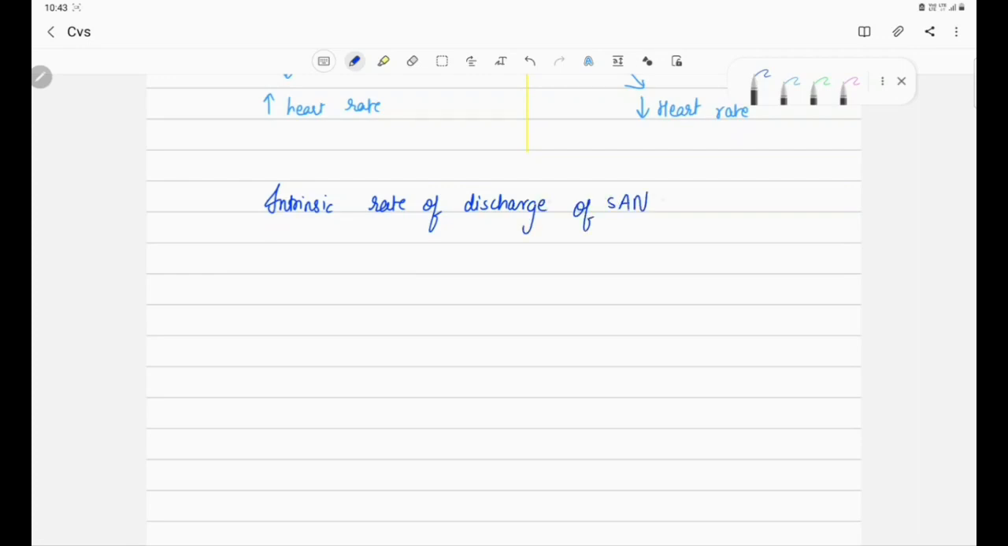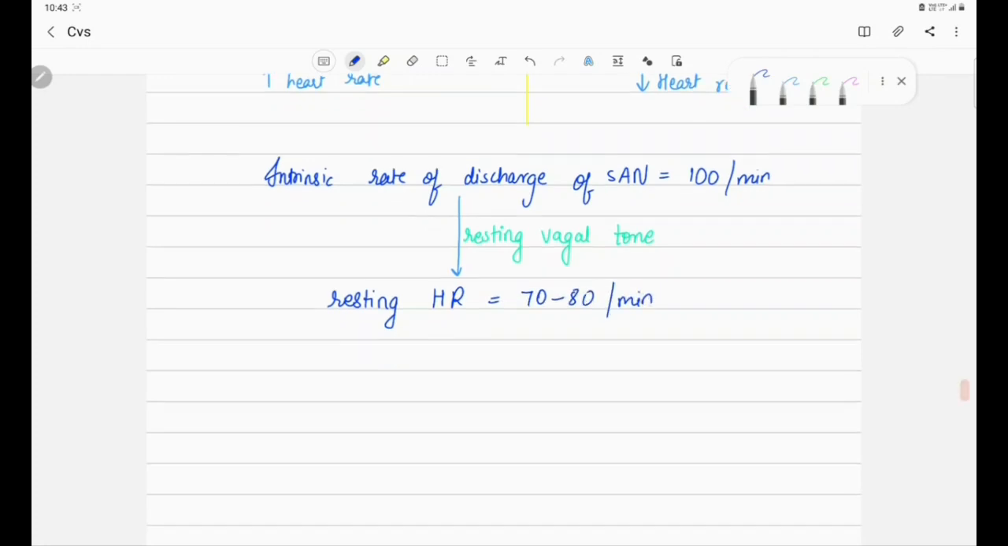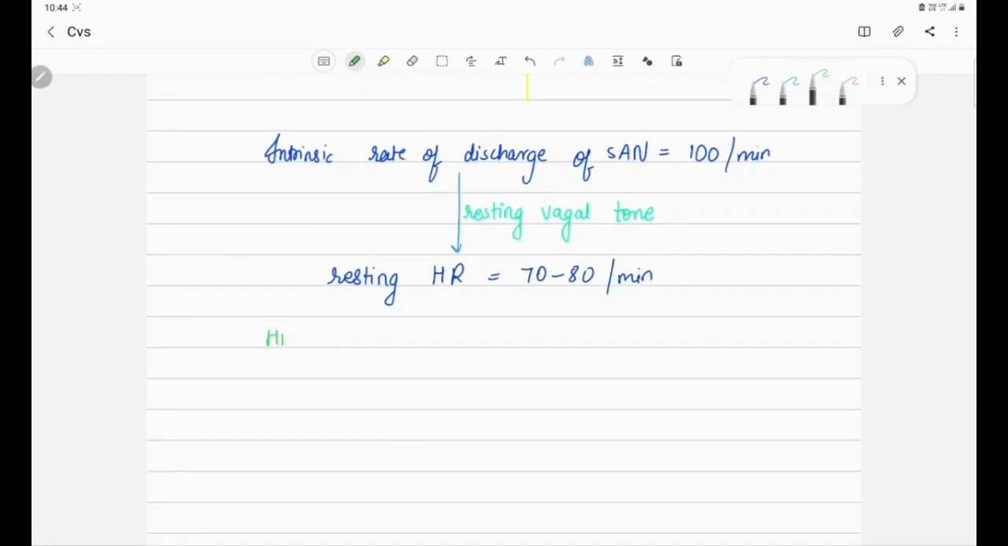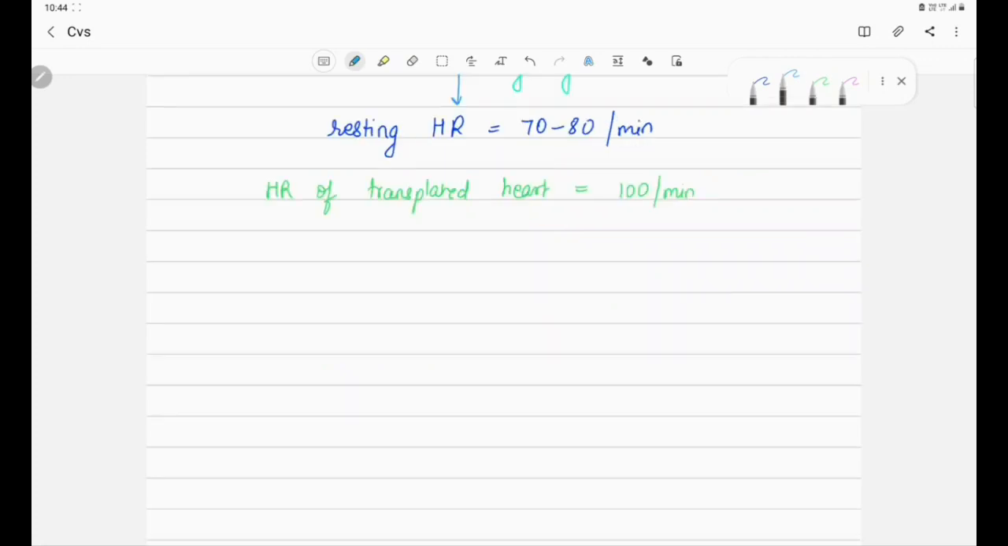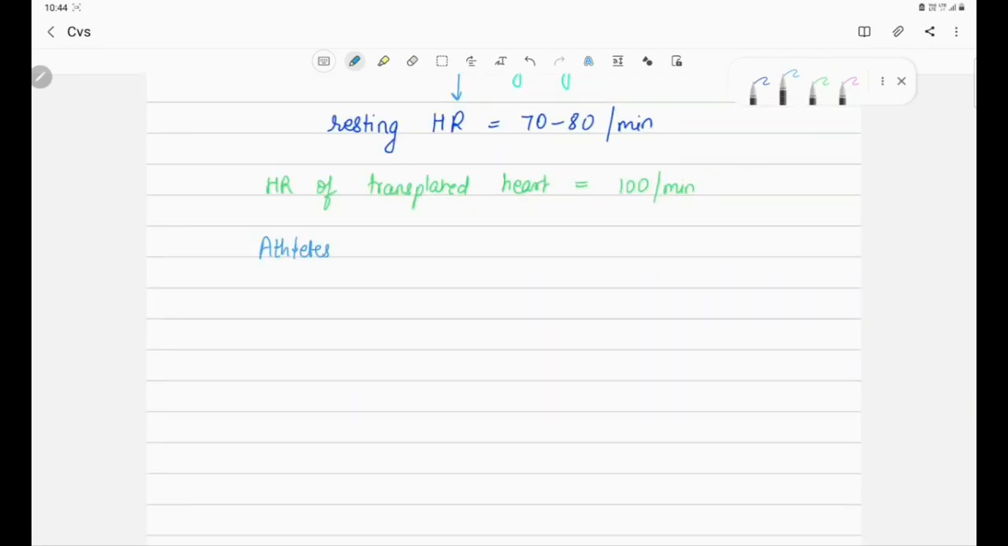Now the intrinsic rate of discharge of SA node is 100 per minute. But there is a resting vagal tone, or you can say a parasympathetic discharge, leading to the decrease of the resting heart rate to 70 to 80 per minute. So if you apply this, the heart rate of transplanted heart will be 100 per minute because there won't be a vagal tone on it.